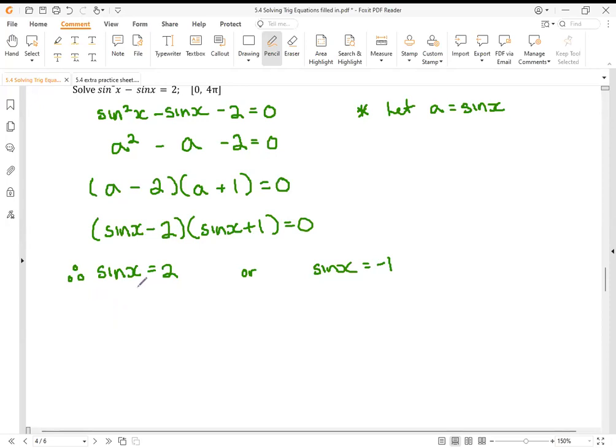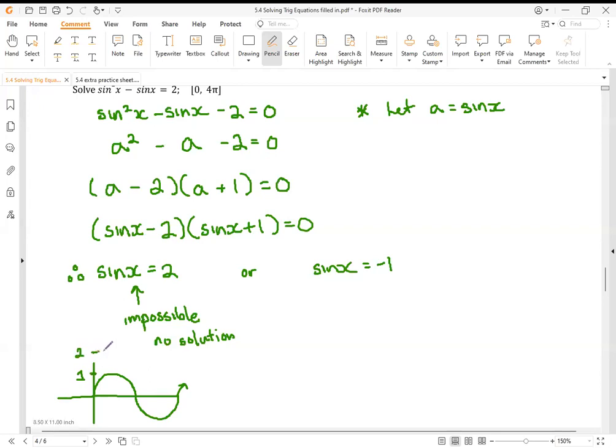Please remember. So I'm going to write the answer. This equation is impossible, there is no solution. So you can just ignore it. Why? The easiest way to explain it is by drawing a sine function. If I draw a sine function, the highest point, or the maximum, is 1. A y value of 2 will never be reached. And so there's no solution.